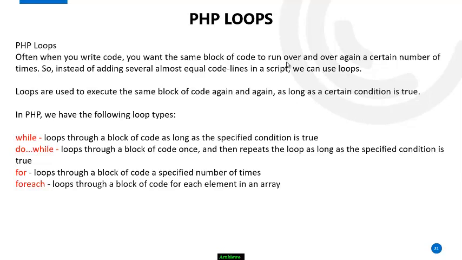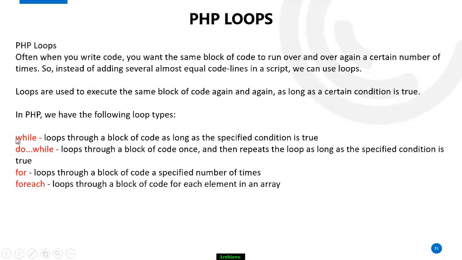Loops are iteration. We can use loops to iterate over a program a particular number of times we want the code to be executed. So loops are used to execute the same block of code again and again as long as a certain condition is true. In PHP, we have the following loop types.